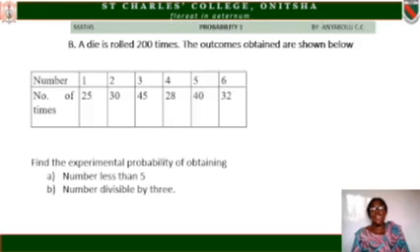Example 2. A die is rolled 200 times. The outcomes obtained are shown below. Number on the die: 1, 2, 3, 4, 5, 6. The number of times each showed up: 1 showed up 25, 2 showed 30, 3 showed 45, 4 showed 28, 5 showed 40, 6 showed 32. Find the experimental probability of obtaining (a) a number less than 5, (b) a number divisible by 3.